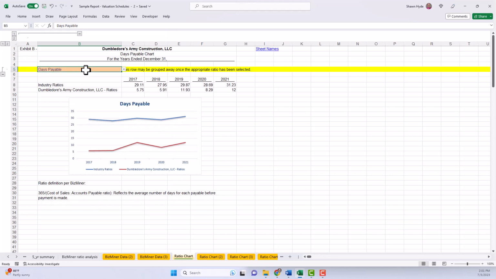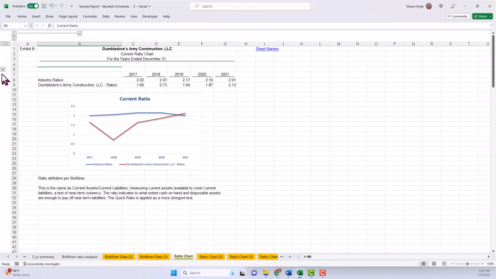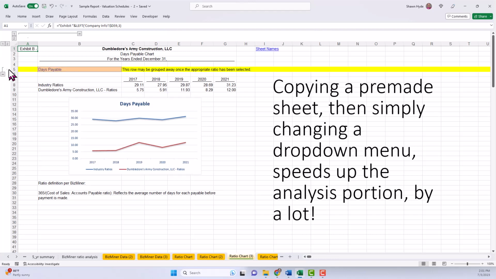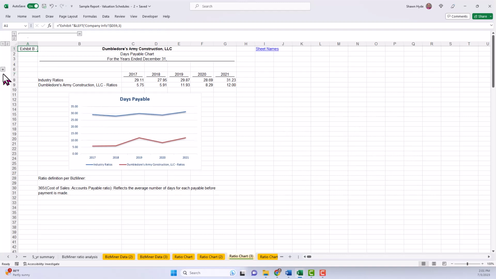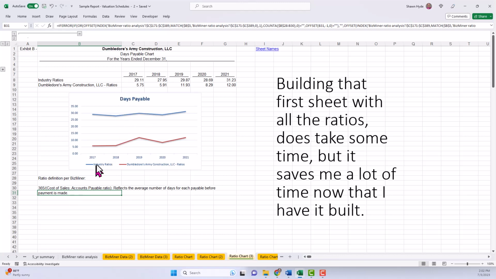So I just changed the drop-down menu, and I've got a new chart. So that's how all of these charts were made. I just copied a sheet, changed the drop-down menu, then copied the sheet, changed the drop-down menu. And you go through and you look at, here's this formula brings up the definition from the BizMiner sheet that you're going to build. So then you look at the ratios and say, okay, days payable. The definition says reflects the average number of days for each payable before payment is made.